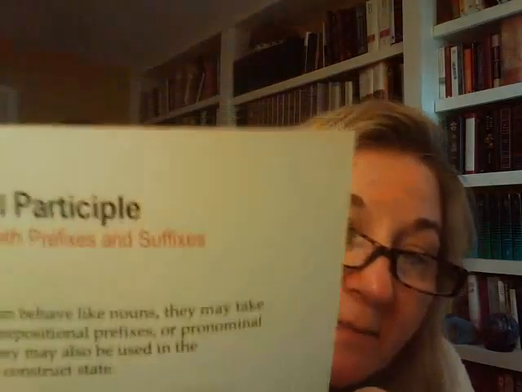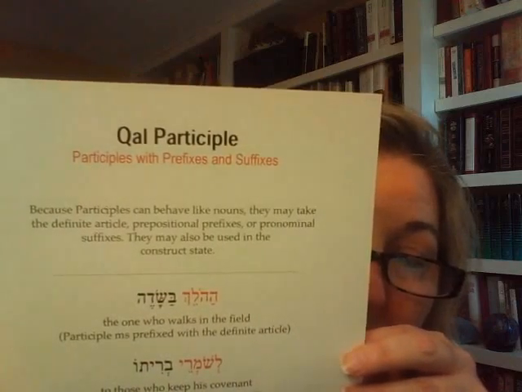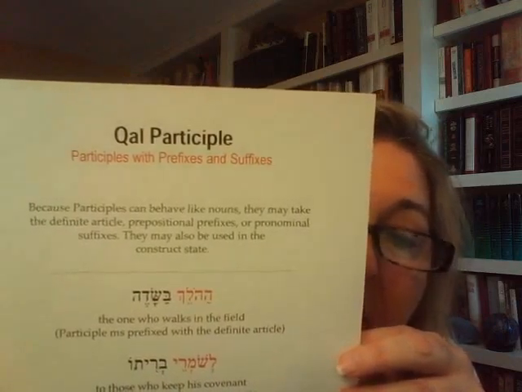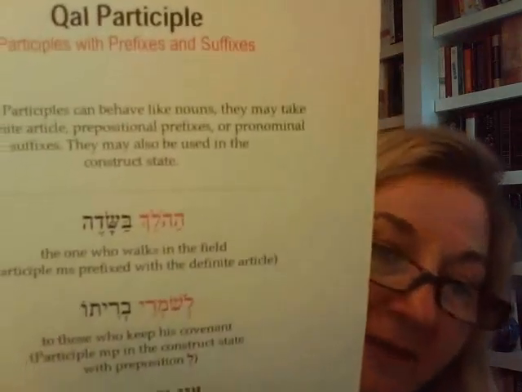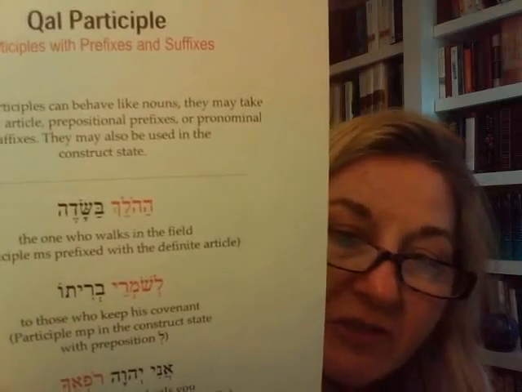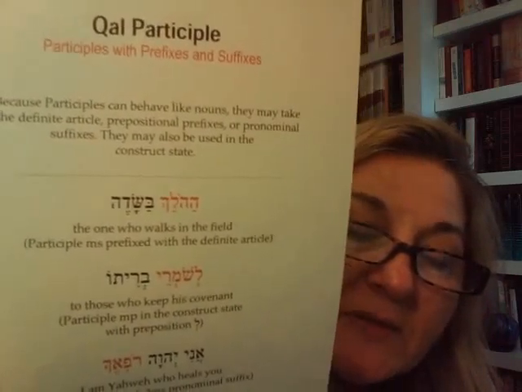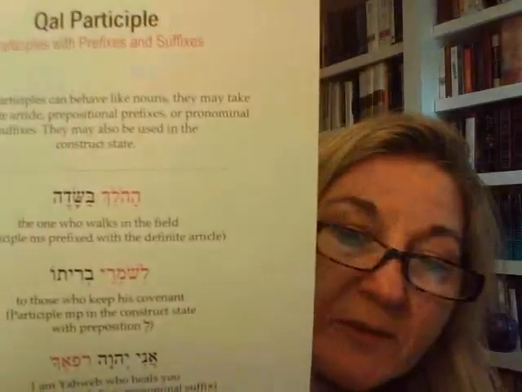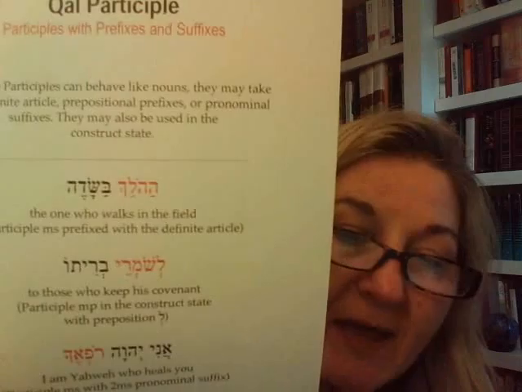Now, Cal participles, because participles behave like nouns, they may take the definite article, prepositional prefixes, or pronominal suffixes, and they may also be used in the construct state. And in all three of these sentences, ha, halach, bashada, the one who walks in the field, the participle is masculine singular, and it's prefixed with the definite article. And you should see that there with the hey pathak.